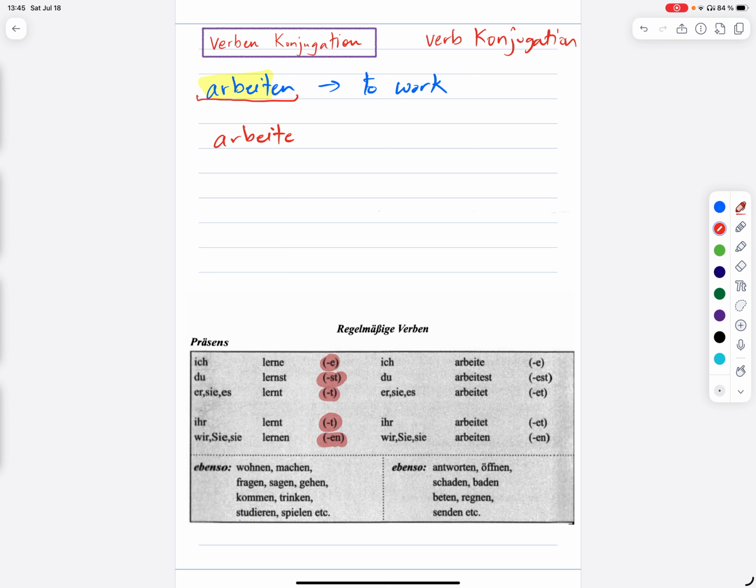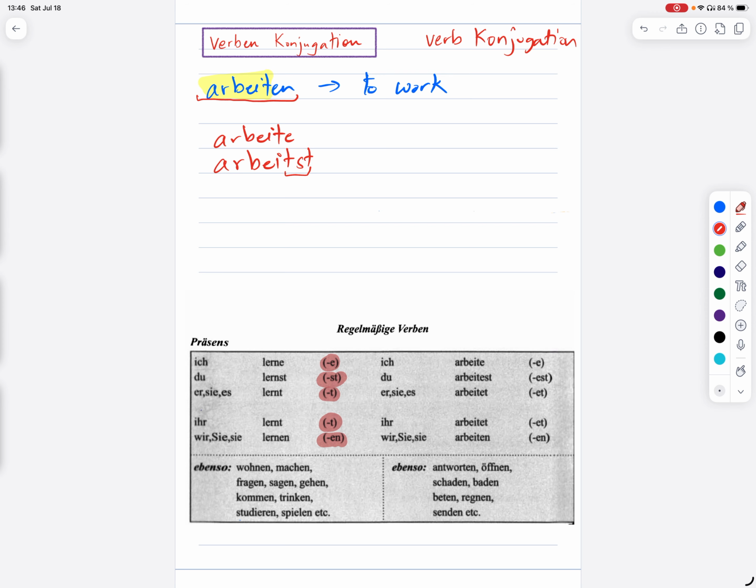Then another one, ich arbeite, right? But here when you have t and then it's a very "tst", so this will make a sound of "tst", right? And this is very difficult to make a sound, right? But let's go on. We conjugate another.